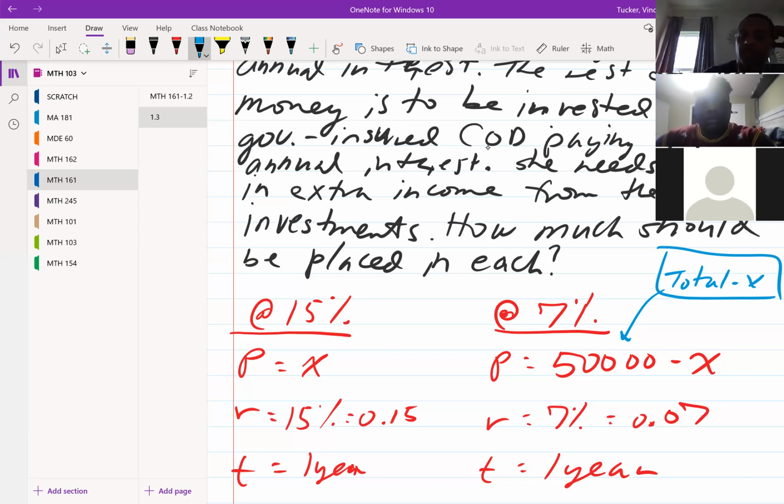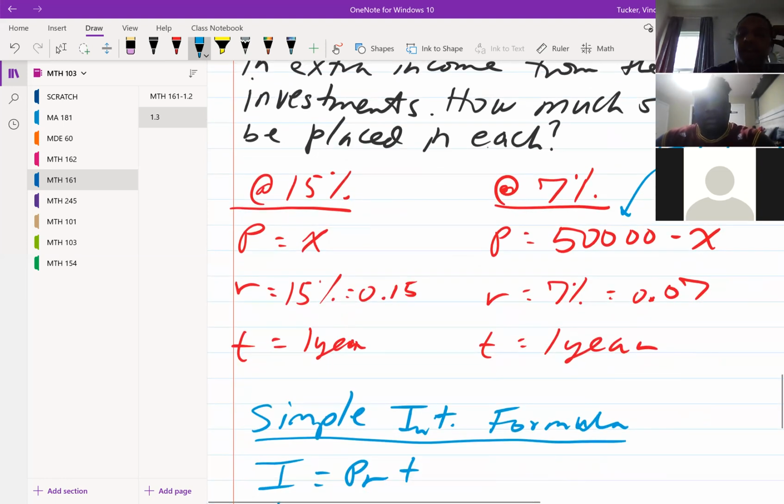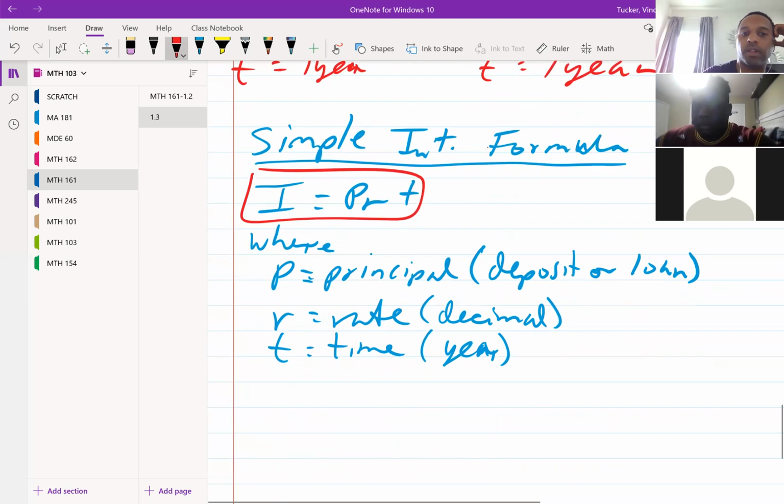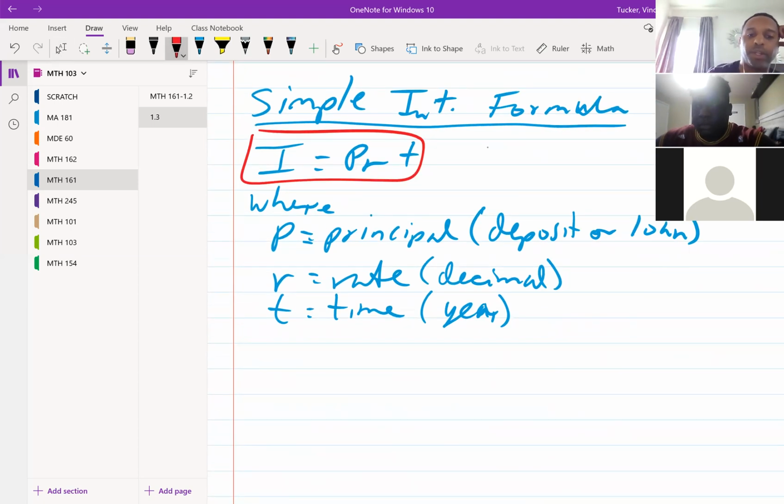All right. So we have that, and now we're going to use this relationship right here, and I want that to be red for future notes. And so there will be interest earned.